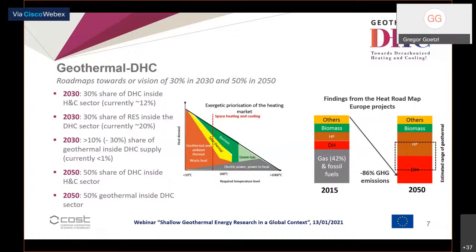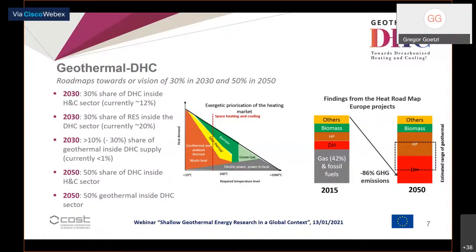The 30% is first that the share of district heating and cooling needs to be raised on the European heating and cooling market. Currently, we are around 10 to 12%. The goal is to show ways that district heating and cooling can have a share of at least 30% in 2030, in the next nine years from now.